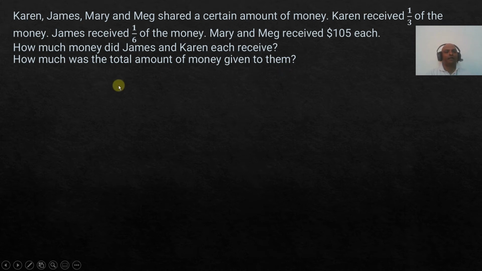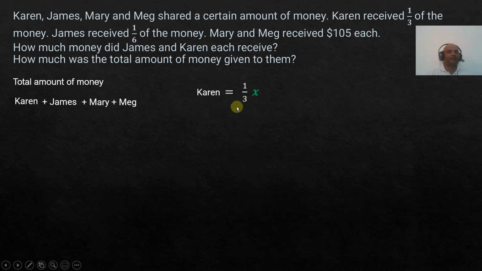So here, when we are going to talk about the total amount of money, it means the money with Karen plus James plus Mary plus Meg. That's the total amount of money. And if you look here, Karen received 1/3 of the money. In this case, let's assume Karen plus James plus Mary plus Meg, the total amount of money, is X. If that is the case, then Karen is equal to 1/3 of X.